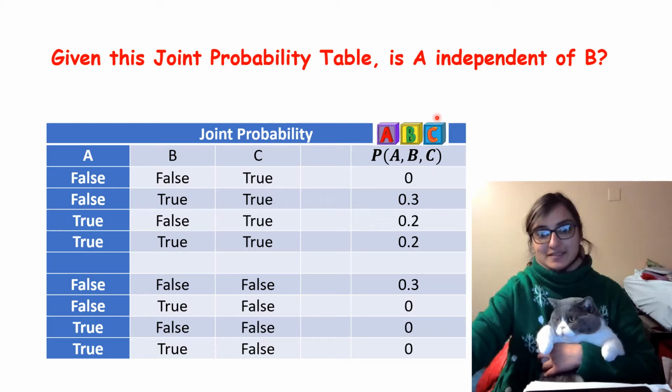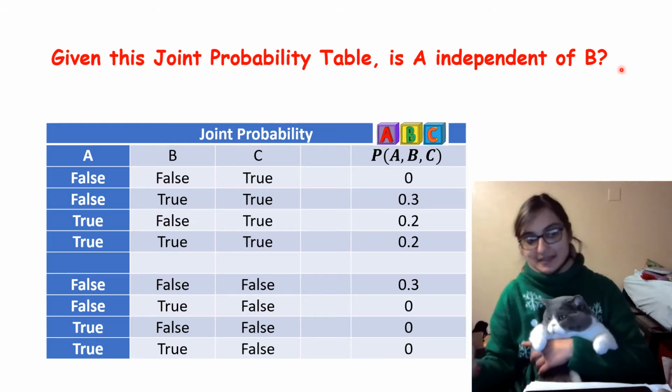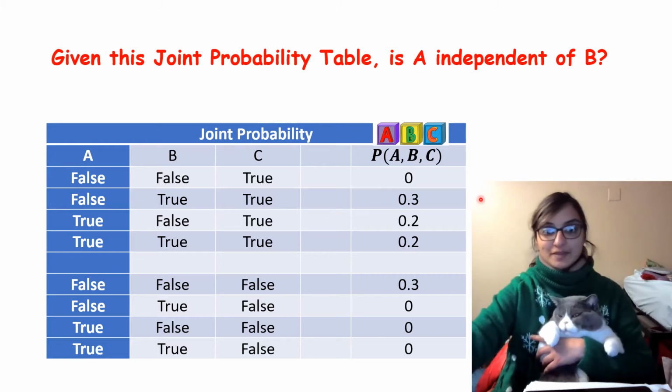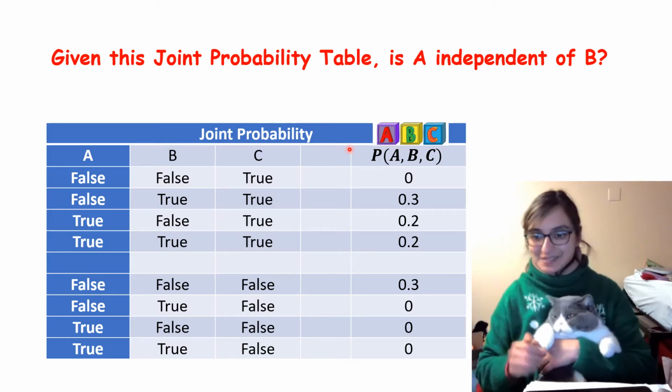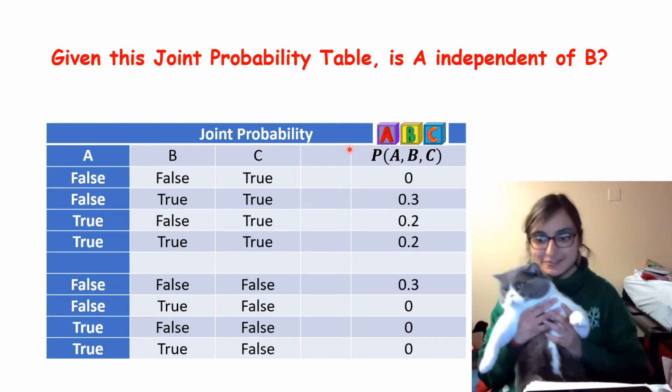That is, we're going to be given a joint probability table, and the question is: is A independent of B? That's the same thing as asking are A and B independent, or is B independent of A? So how do we go about doing that, especially now that we have a third random variable C in the mix? That's what I'm going to talk to you about today. And little Yangshi will too.